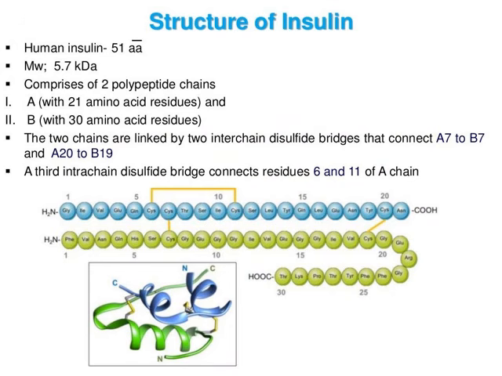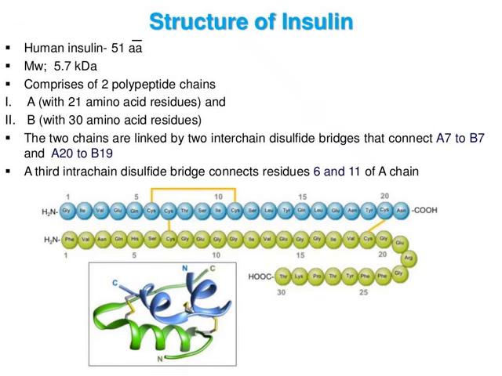Then we have the chemical structure of insulin. Now let's look at the molecule itself. Human insulin is a 51 amino acid peptide with a molecular weight of approximately 5.7 kilodalton, and it consists of two polypeptide chains. This is the A chain, this is the B chain. The A chain has 21 amino acid residues, and the B chain has 30 amino acid residues.